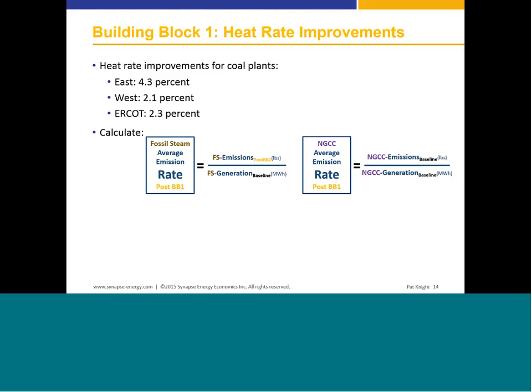So with that building block, EPA returns to its two different categories of resources and figures out what the new achievable emission rate is. So you see here, the fossil steam emissions has gone down, or that's what's being represented by this diagram at least, as a result of heat rate improvements. The generation is staying the same. And for NGCC, nothing has changed. It's all baseline.